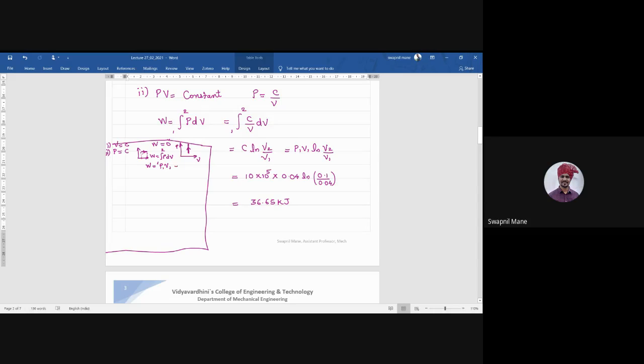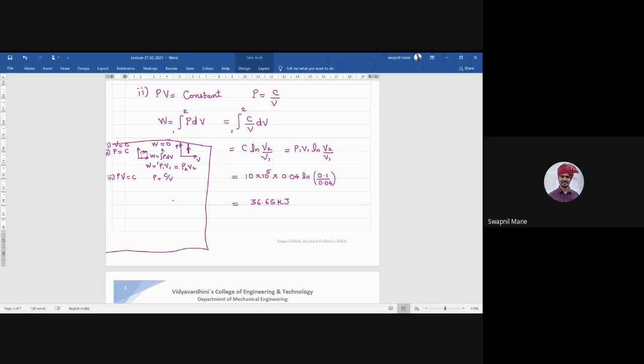Is equal to P2 V2, right? Yes, sir. Then the third one was PV is equal to constant. For PV is equal to constant, P is equal to C by V.